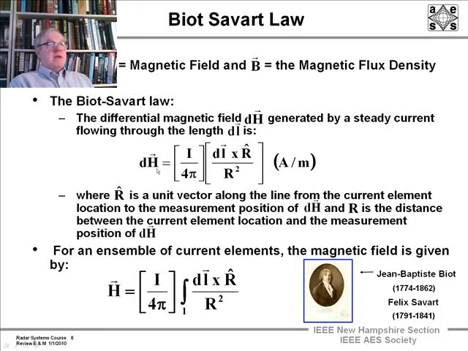And that's the differential magnetic field is the current divided by 4 pi times the steady current that flows through a differential length crossed into a unit vector along the line of the current element located to the measurement position that you're measuring the magnetic field density, and divided by the distance between the dl and the measurement point R. And for an ensemble of current elements, you just integrate this up, and here's the formula for the magnetic field intensity.